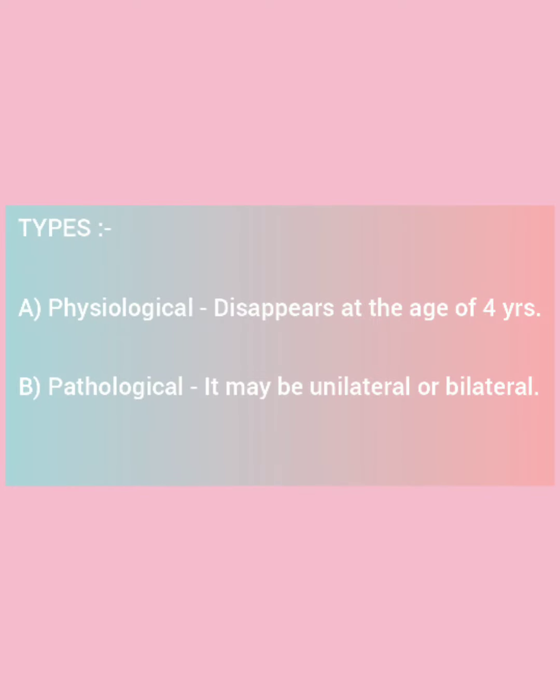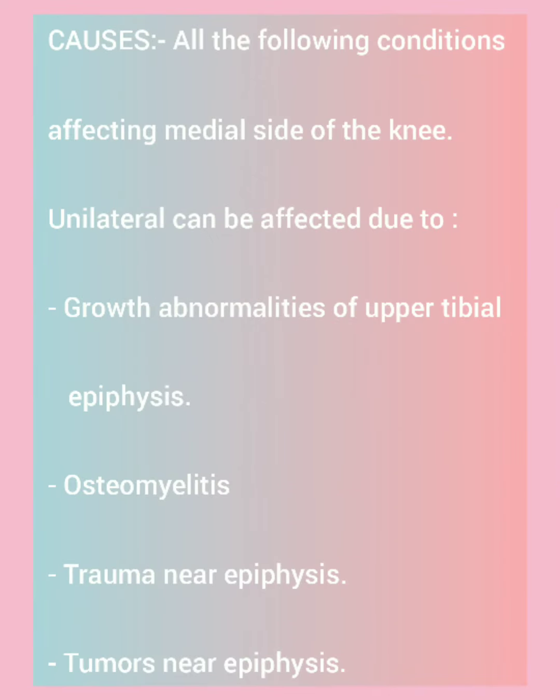Now the types. There are two types. Firstly, physiological, which normally disappears at the age of 4 years. Second, pathological, when there is any pathology responsible for this, and it can be unilateral or bilateral. Now, what are the causes behind it? All the following conditions affecting the medial side of the knee will result in genu varum.